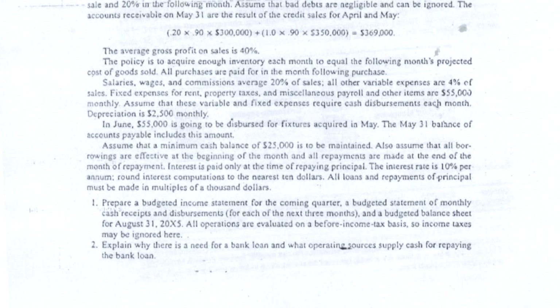Explain why there is a need for a bank loan and what operating sources supply cash for paying the bank loan. We will explain it later, because we will know it after preparing the cash budget: what the cash position is at the end of a particular month, whether we have surplus cash or a shortage of cash. If there is a shortage, from where we have to arrange the cash, and if there is a surplus, how we pay it back to the bank. That is a very important condition to be taken care of in this entire budgeting exercise.